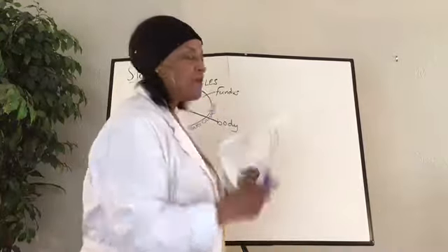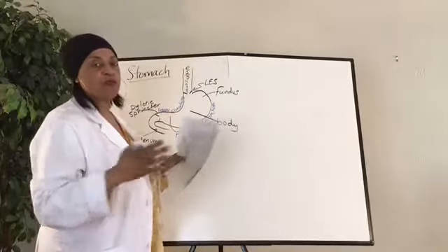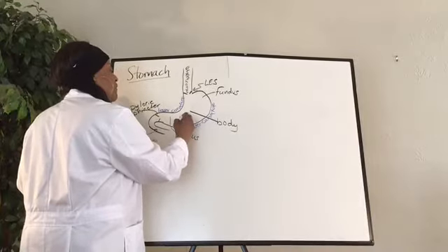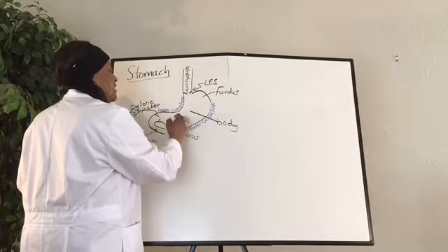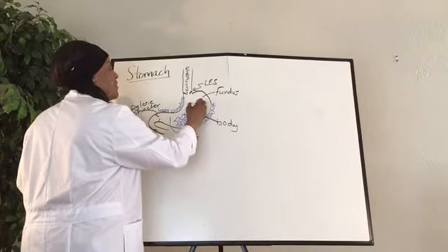Oh, and some other things in the stomach that I'm just going to mention that help provide a larger surface area. These are these little kind of folds in the stomach that may not look exactly like that, but these are called rugae.